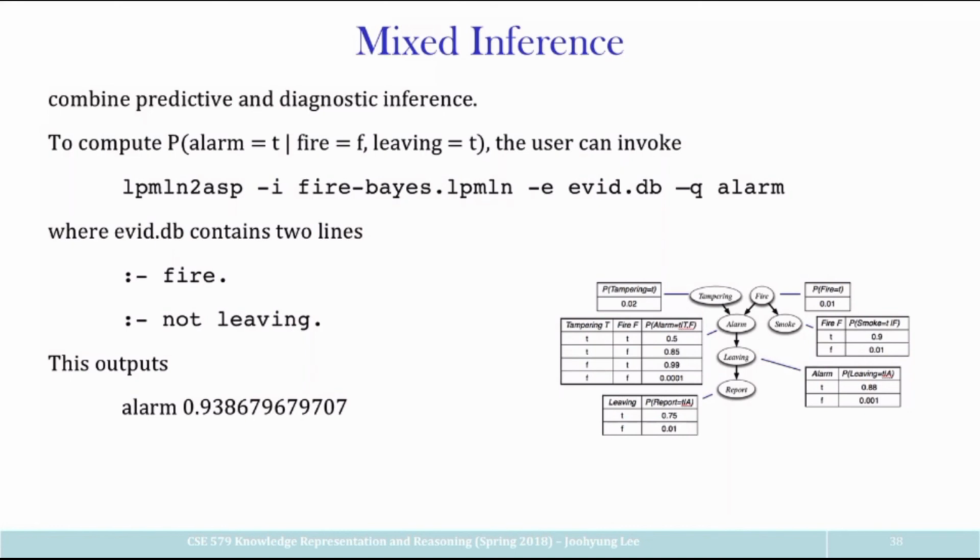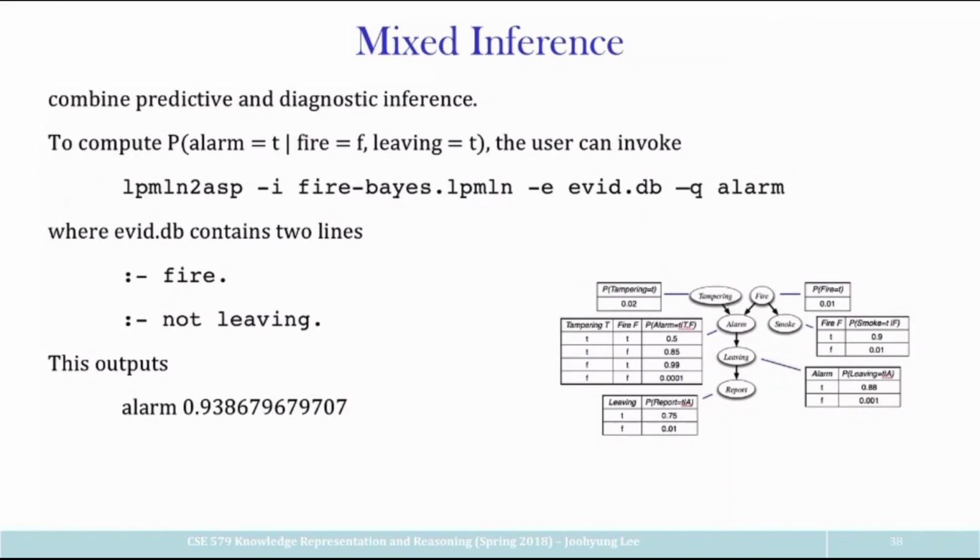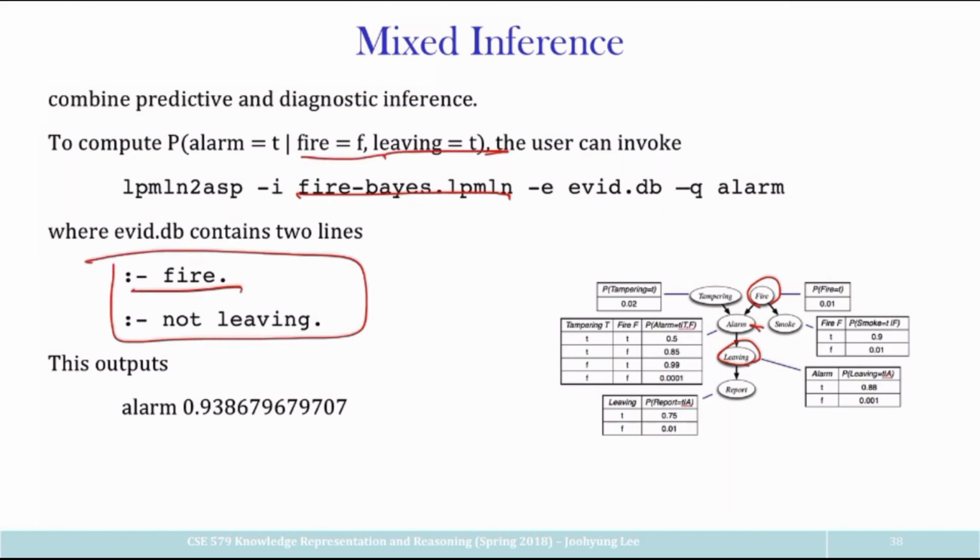You can also mix this inference. This time, you know that fire is true, and also leaving is true, and alarm is in the middle. What is the probability of alarm to be true? Again, it's the same thing. No matter what kind of inference or reasoning you do, the encoding method is the same. You put the basic fire, but the evidence now contains these facts. Fire equals false means a constraint of arrow fire. Leaving equals true is arrow not leaving. If you do that, you will get the probability of alarm to be 93%.